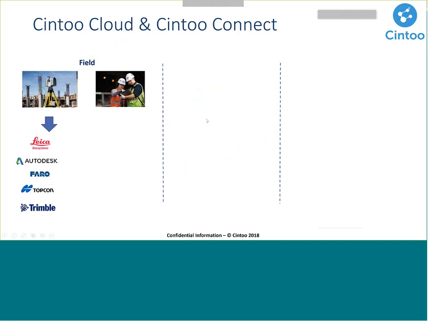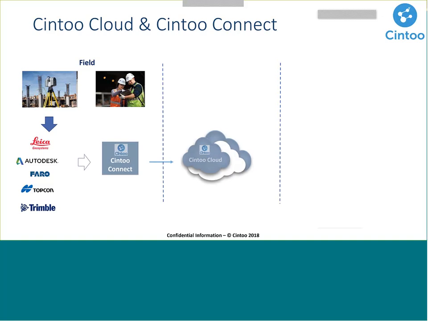The data has been captured using any device. We are a hardware agnostic platform, sorry. The data has been registered using either Recap, Faro Scene, Cyclone, whatever. You just generate either our RCP file with Recap or an E57 structured file from any other software. And what we do, we have this Cintoo Connect, which is a small Windows app that will run locally on your desktop, and that will transform this structured E57 or RCP file into our Cintoo mesh, and will upload automatically the data to the cloud.